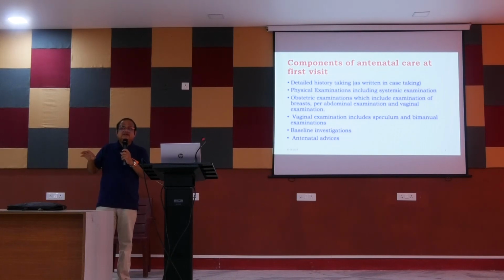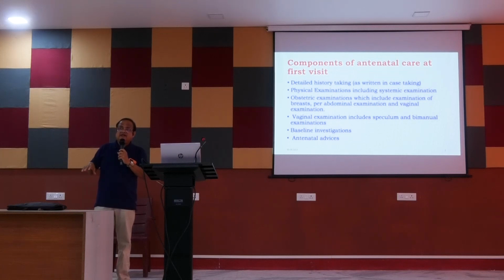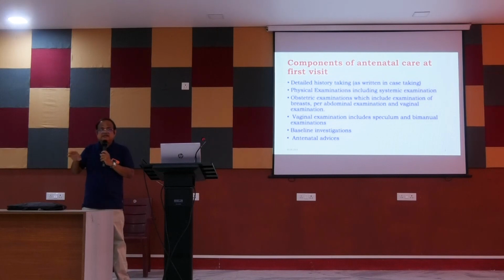Some history runs in the family, particularly hypertension and diabetes. If the mother has diabetes, the pregnant woman may be prone to develop gestational diabetes. And a family history of hypertension may cause hypertension or preeclamptic toxemia, as all of you know. Other histories include contraceptive history, personal history, and bowel and bladder history. These are the different histories.